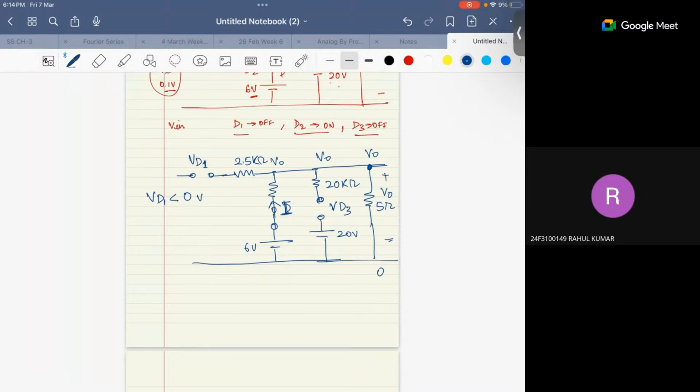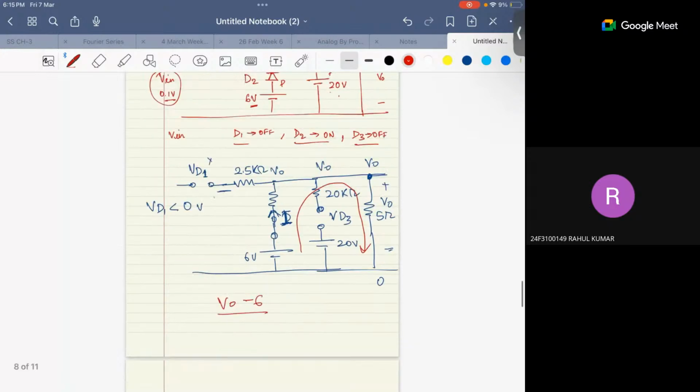So if we write it, at V naught, one current is there, right? One current is here. Here it is an open circuit, so there won't be any current in this direction. I can see there will be only one current, like this. So if you write it, V naught minus 6 upon, what is the resistance? The resistance is 5 kilo ohm.